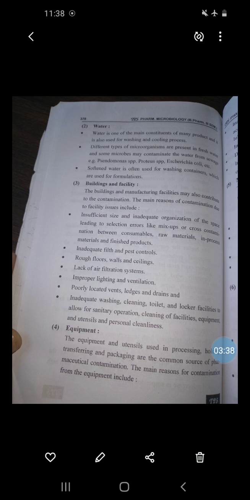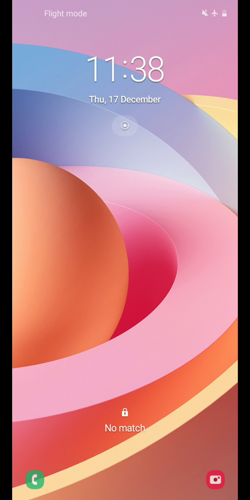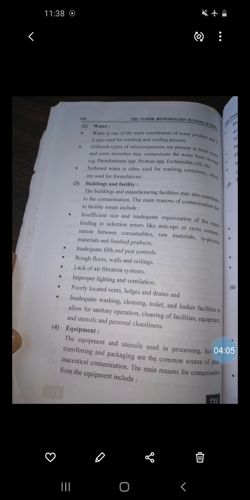Third factor, that is building and facilities. The building and manufacturing facilities may also contribute to the contamination. The main reasons of contamination due to facility issues include: first, insufficient size and inadequate organization of the space, leading to selection errors like mix-ups or cross contamination between the consumables, raw materials, in-process material, and finished products.